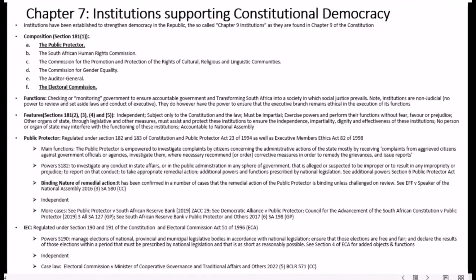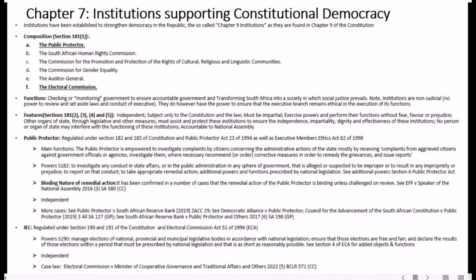the National Assembly. And colleagues, I'm only going to talk about two of them because I see the others were omitted from the study guide, but please just read through so you can understand what the other institutions are actually responsible for. So I'm going to discuss the Public Protector, and the Office of the Public Protector is regulated under sections 182 and 183 of the Constitution, but there's also a specific act that regulates the Public Protector, which is the Public Protector Act 23 of 1994. And some of their functions are also referred to in the Executive Members Ethics Act 82 of 1998.